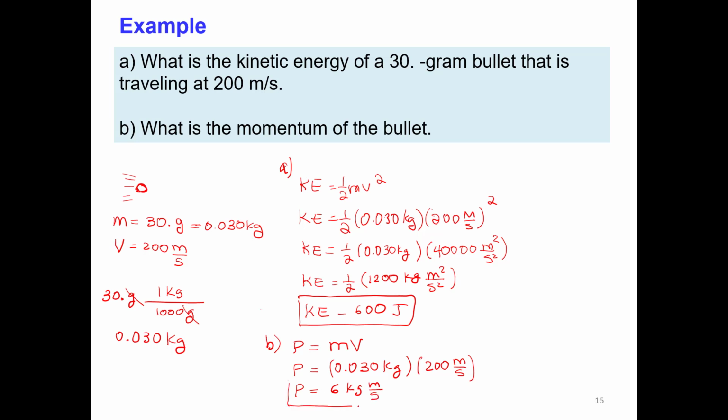There is no special name for units of the momentum, we just write 6 kilograms meters per second. And this is all I had to discuss for today.